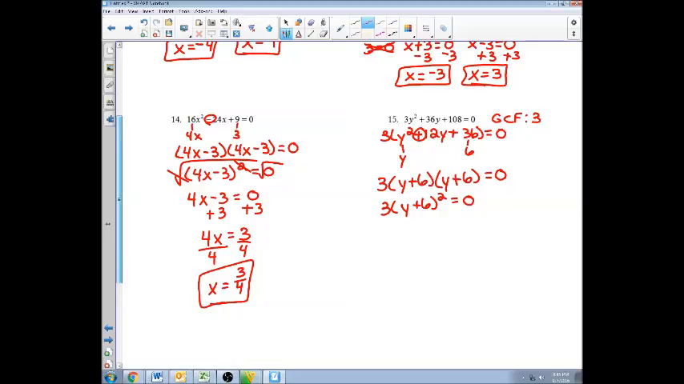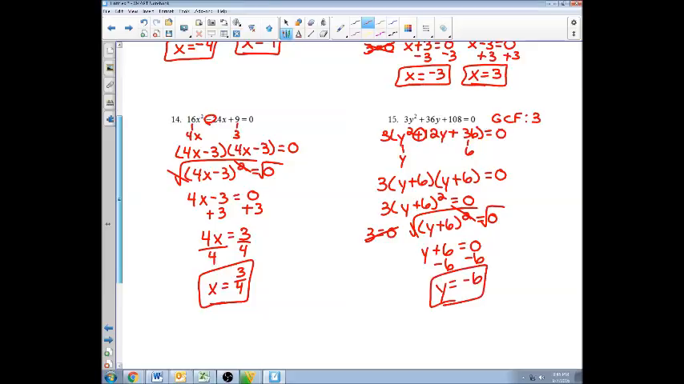From here, I want to set them equal to 0. So 3 would equal 0, which it does not, so I can get rid of it. Y plus 6 squared would be equal to 0. I can take the square root to get rid of my squared. The square root of 0, so y plus 6 would equal 0. Subtract 6, and y equals negative 6.